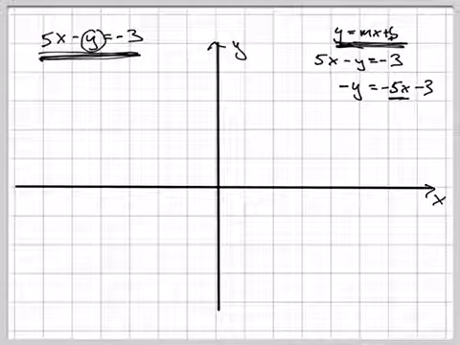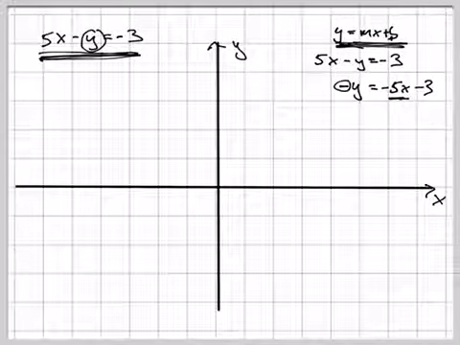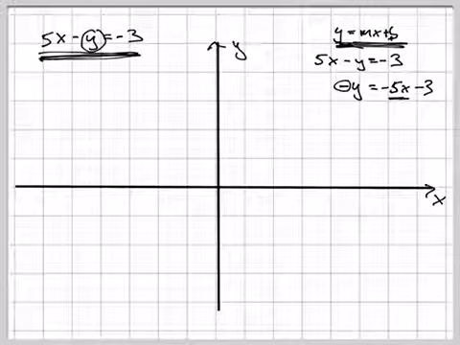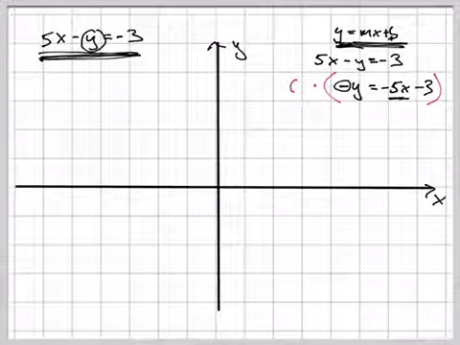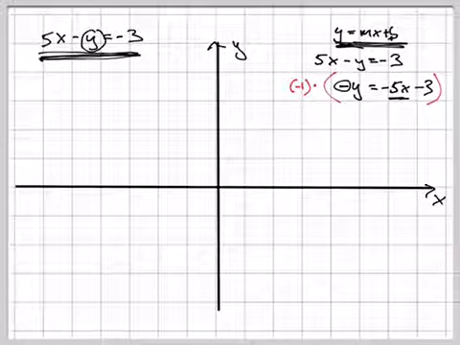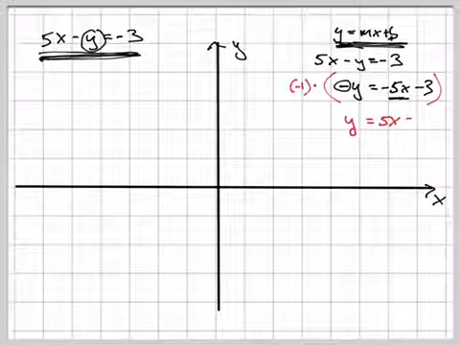And now there's a negative here. How do I get rid of the negative? Do you know what I do to get rid of the negative? I multiply everything by negative 1. Multiply this entire equation by negative 1. That'll change all the signs. So I've got y equals 5x plus 3.